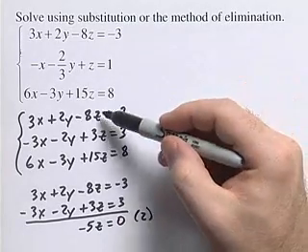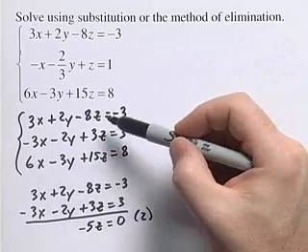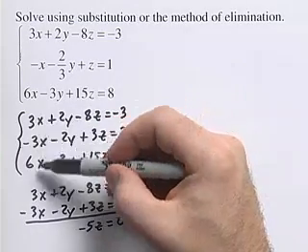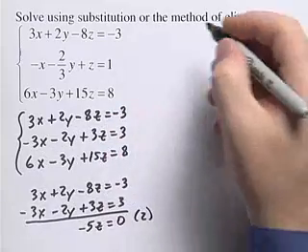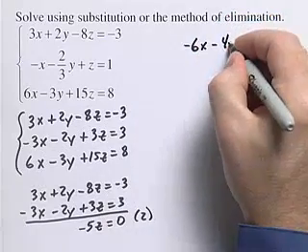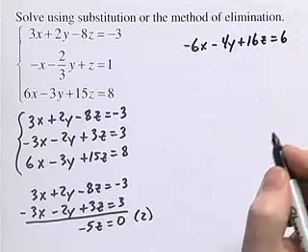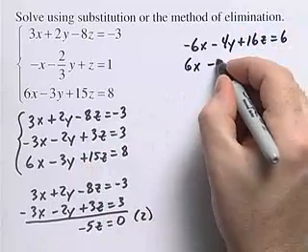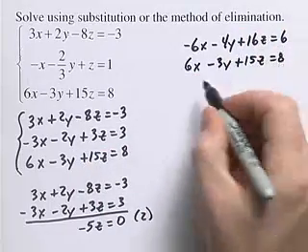Next thing we'd like to do is eliminate the variable x from the third equation. To do that, we're going to multiply our first equation by negative 2. That'll give us coefficients on x that have opposite signs but the same absolute value. If we multiply by negative 2, we get negative 6x minus 4y plus 16z equals 6. We're going to rewrite our third equation, 6x minus 3y plus 15z equals 8.